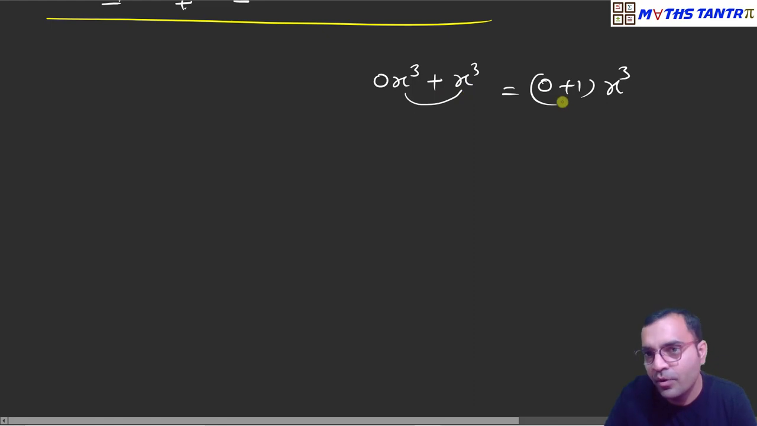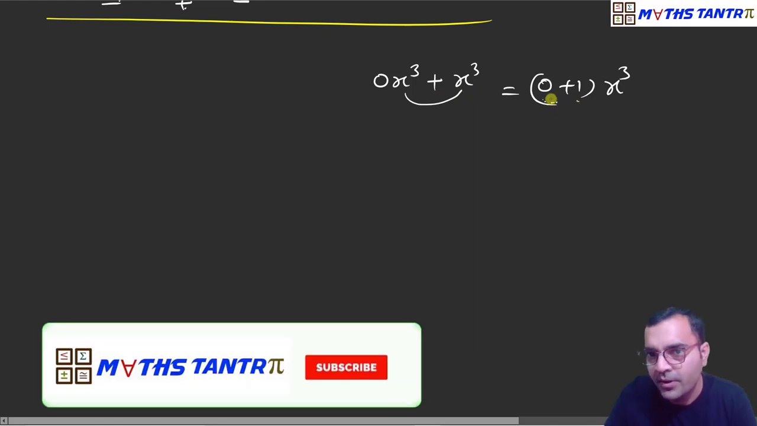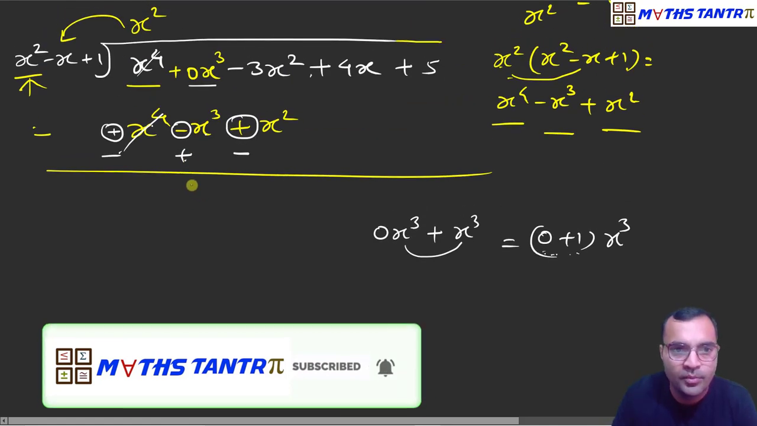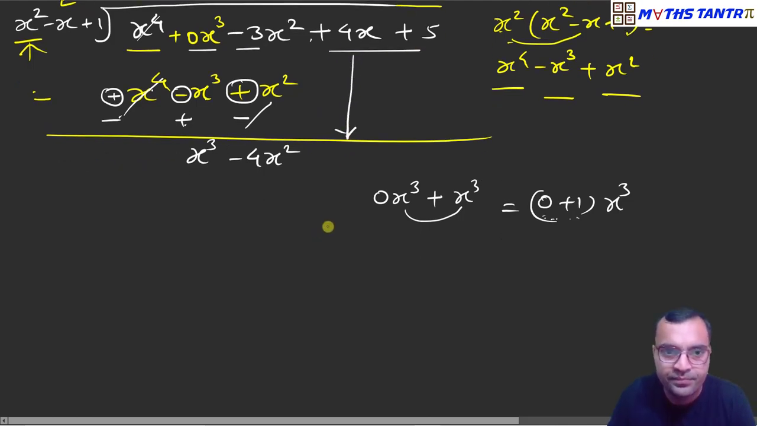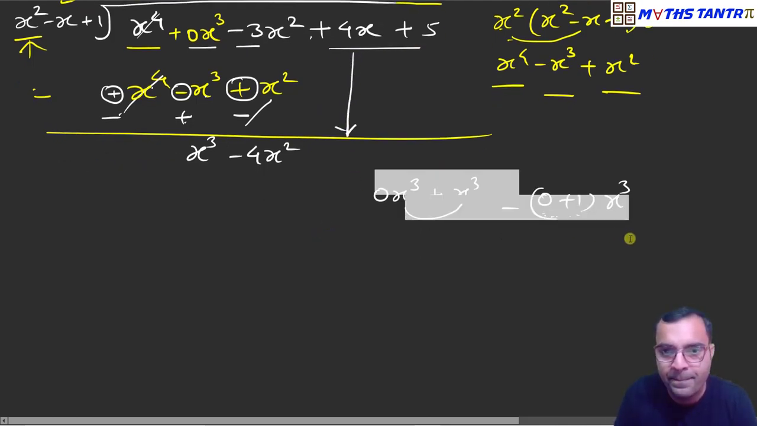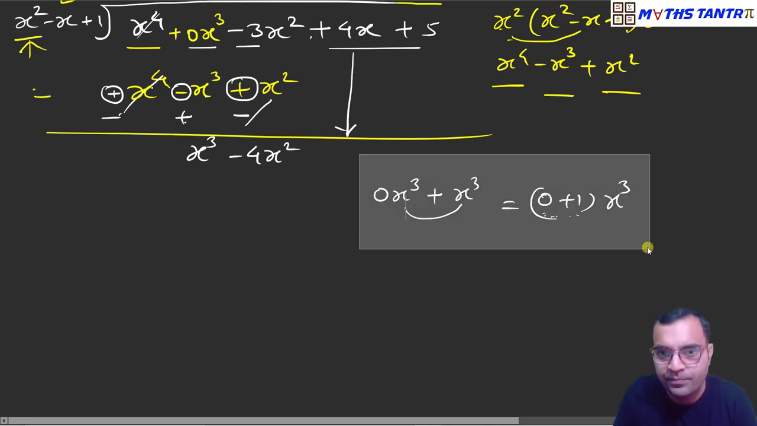If I take the x cube common, I will get 0 plus 1. And 0 plus 1 is 1. 1 into x cube, right? So I'm writing here x cube. Now minus 3 minus 1 x square. It will be minus 4x square. Now these terms will be as it is, right? So write it down.